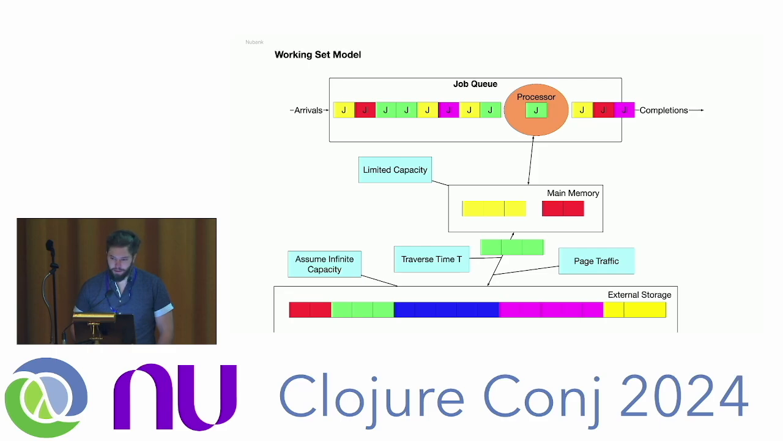So main memory is limited capacity for this model. We can assume infinite capacity for external storage. We would want to measure the traversal time between external and main memory. And you can measure bandwidth as the page traffic. These are sort of different measurements, but they're very well spelled out in that paper, and I encourage you to go read it. Originally, that paper is about CPU architecture from the late 60s.